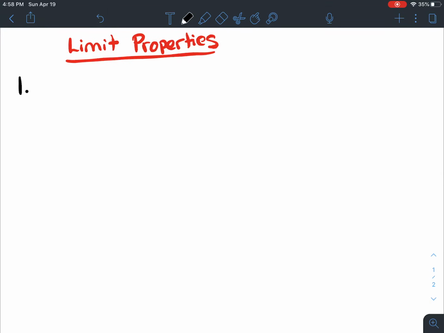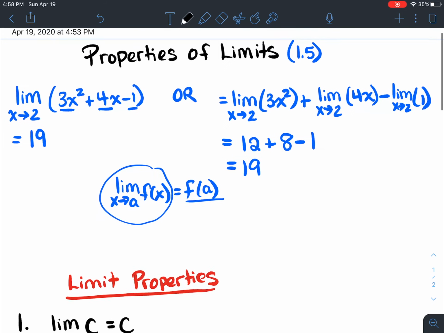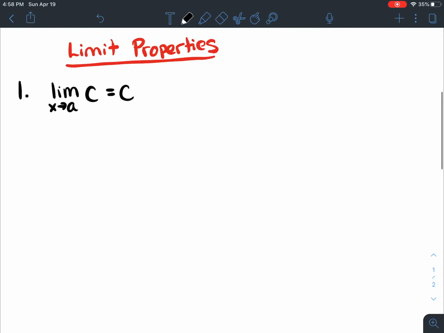Okay, property number 1 is a constant. We say that the limit as x approaches a of a constant is equal to that constant. Like this example, the limit as x approaches 2 of 1 is still going to be 1. I'm just going to write in brackets, that's a constant.